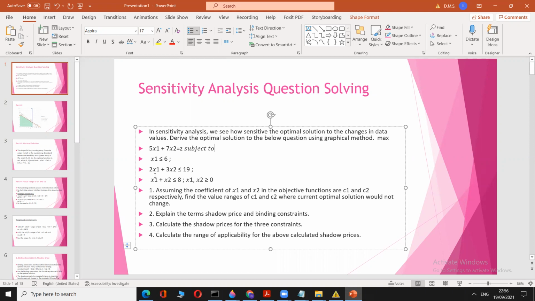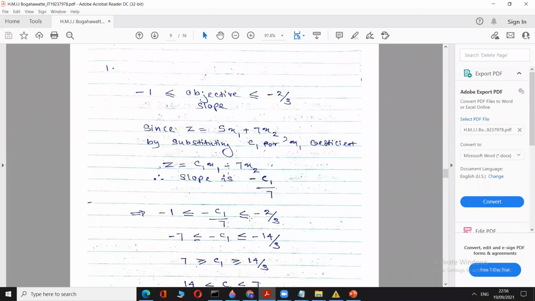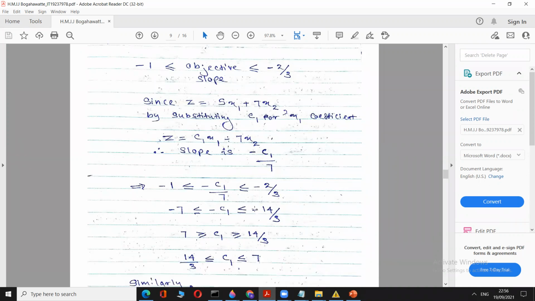Therefore the range will be in between minus 2 over 3 and minus 1. Okay, again I will go to this one. So you can keep it this way: minus 1 less than or equal to minus c1 divided by 7, less than or equal to minus 2 over 3. That way, after that you have to simplify.